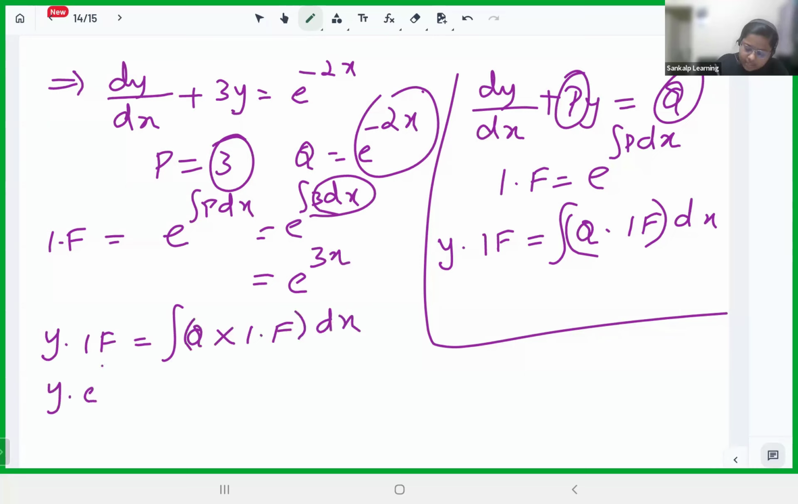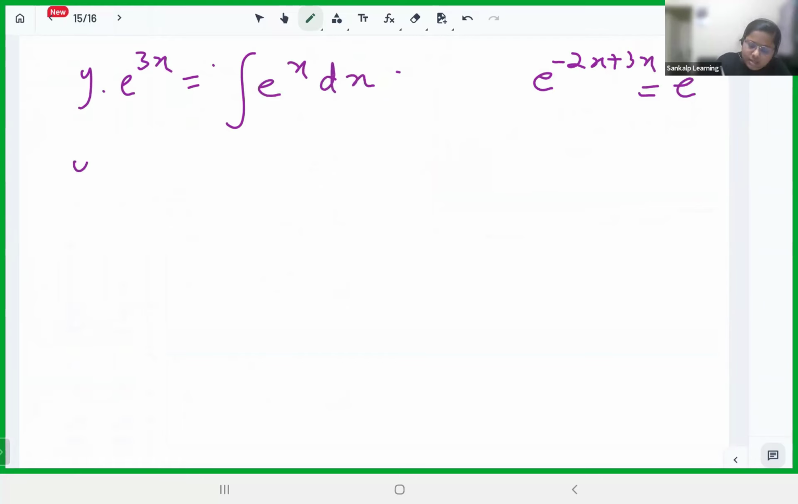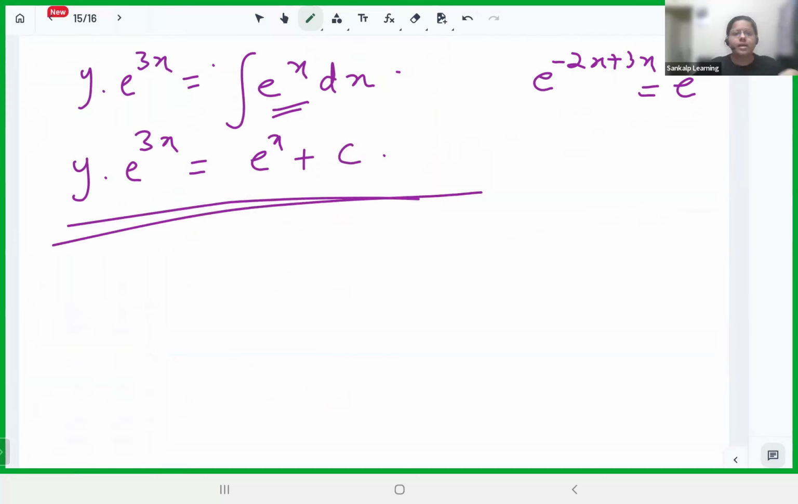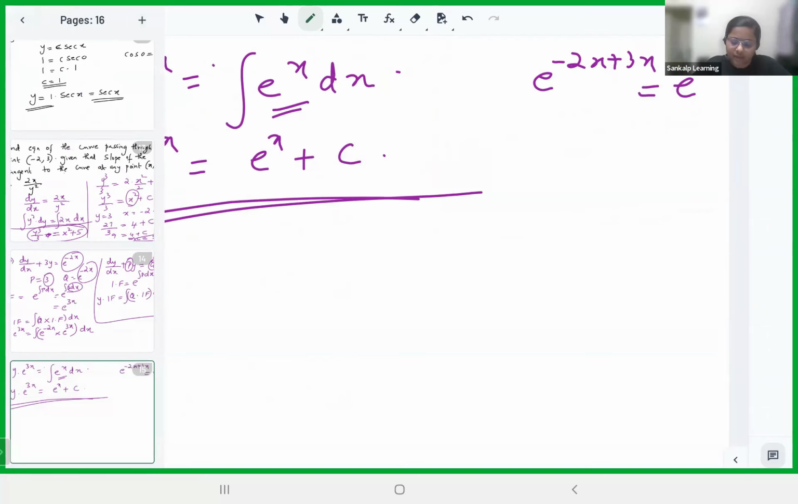So this is y into e raised to 3x is equal to integral, what is q? Q is e raised to minus 2x, into e raised to 3x dx. What is e raised to minus 2x plus 3x? That is e raised to x. Integral e raised to x dx. Integral e raised to x is e raised to x plus c. So this is the solution of the given differential equation. This is how you find the solution using integrating factor.